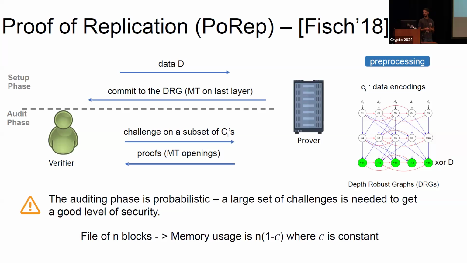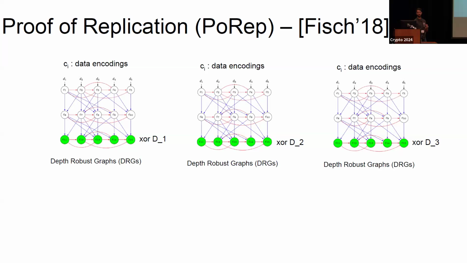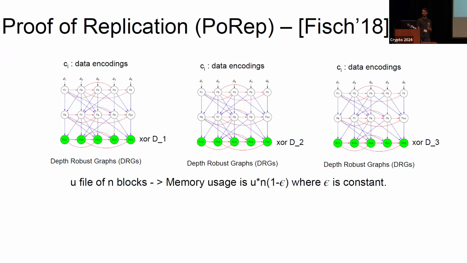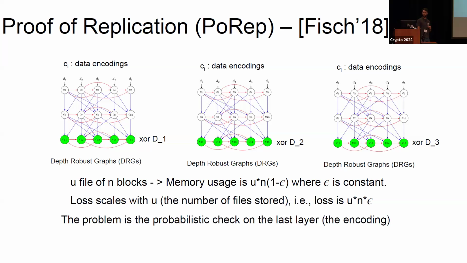And with this strategy, you can prove essentially that you can pass verification only if you store a 1 minus epsilon fraction of the blocks, where epsilon is a constant. And this is nice, but the problem is that in proof of replication, you usually want to store multiple files, because you may have a lot of memory. And now if you have multiple files, the loss, the epsilon, is going to scale with the number of files. So the more files you store, the more memory you may save. And that's not so good, so we would like to solve this problem.